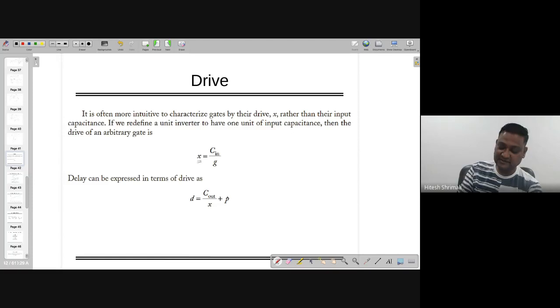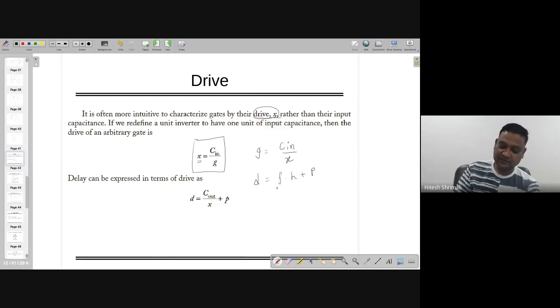So x is the drive, and rather than the input capacitance, we are going to be interested in drive x, such that x equals C_in by g. So this is another equation: x equal to C_in by g, or you can say that g is equal to C_in by x. Notably, the equation of delay does not change.